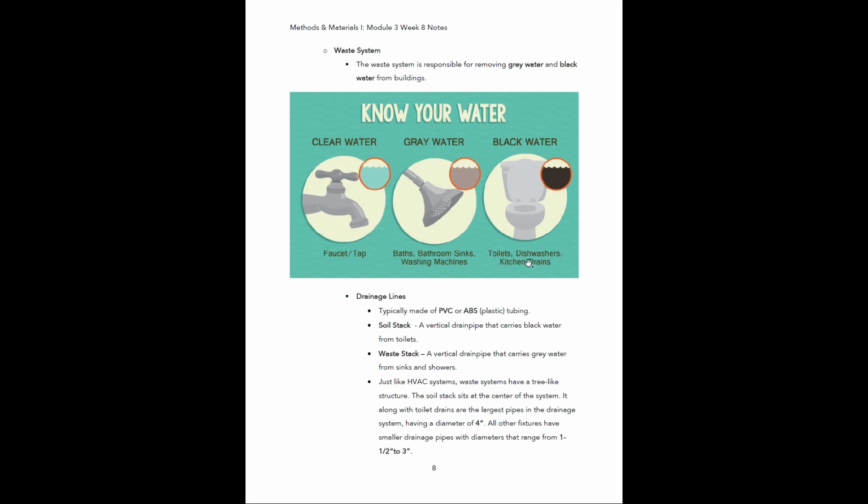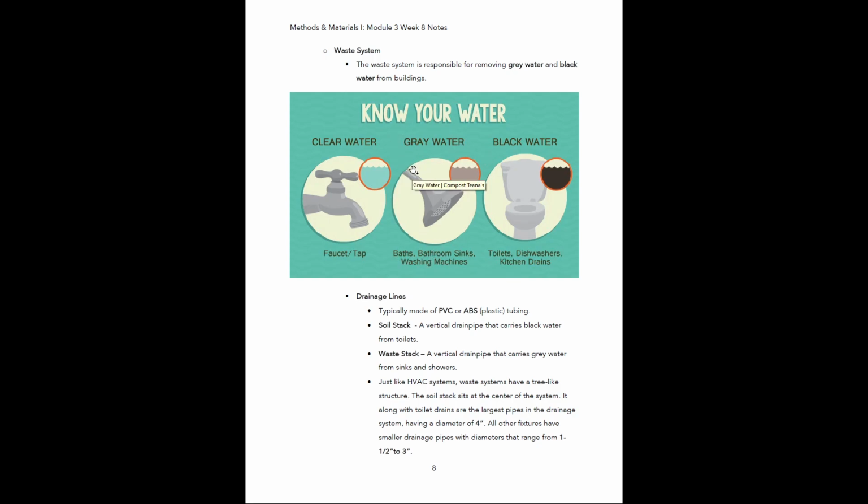Well, when we're talking about water that is being used inside of the building, we have three different terms associated with that water. Water that is coming into the house through our supply lines that we will be using, that's clean water or clear water. Water that has been used, but has been used in a bath or a bathroom sink or a washing machine, that is known as gray water.